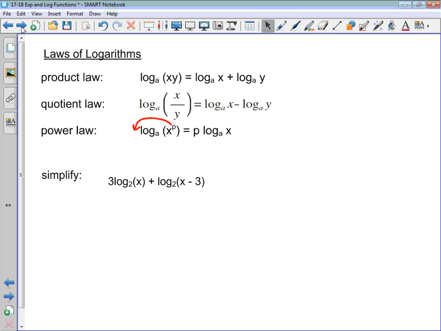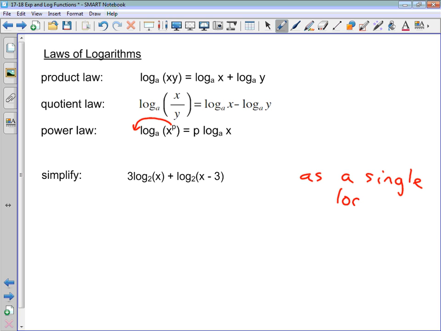So I put together a little example here of applying all these things together. Let's say I want to take this expression here, 3 log to the base 2 of x plus log to the base 2 of x minus 3. And I've said simplify it. By simplify, I want to write this as a single logarithm.